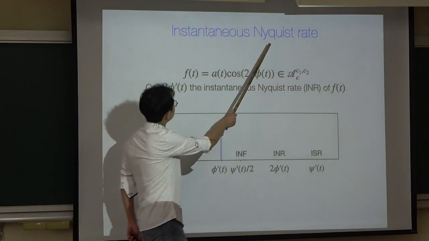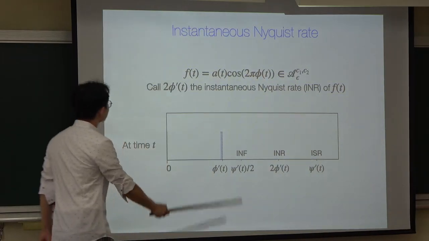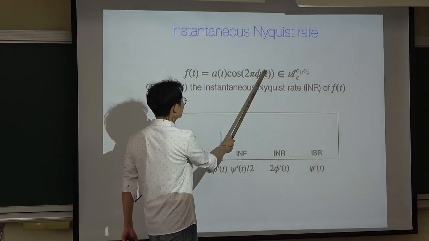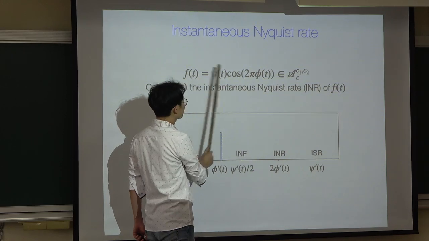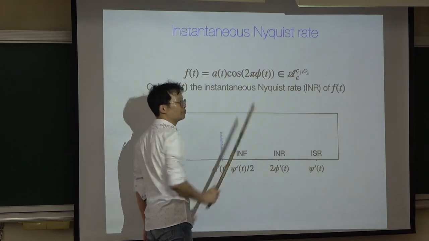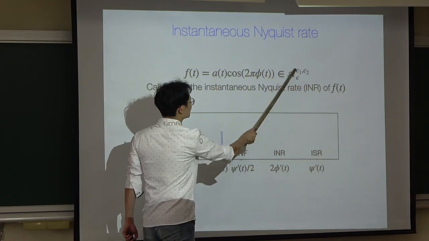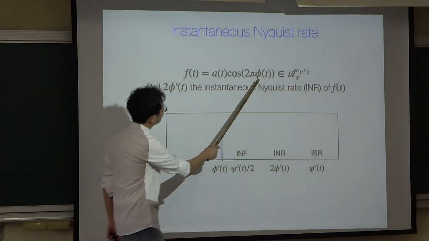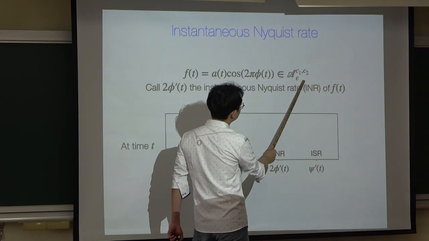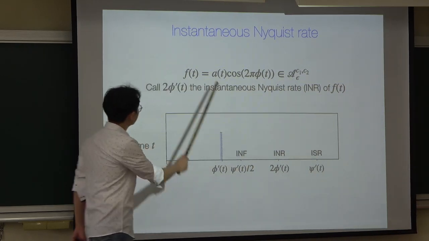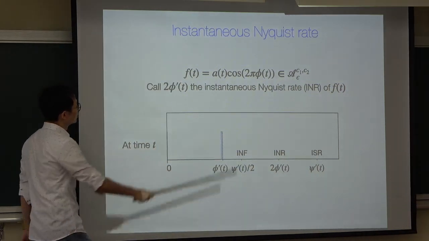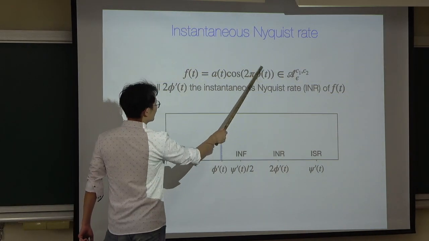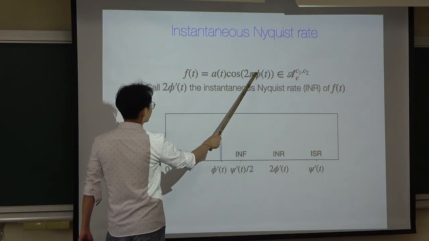And what is the instantaneous Nyquist rate? Suppose now we have a function. This function satisfies the adaptive harmonic model. C1, C2 will be the lower bound and upper bound for simplicity. And it also satisfies the slowly varying condition epsilon. In this setup, the frequency or the spectral content is actually phi prime.